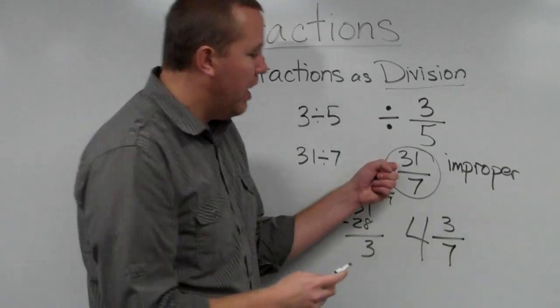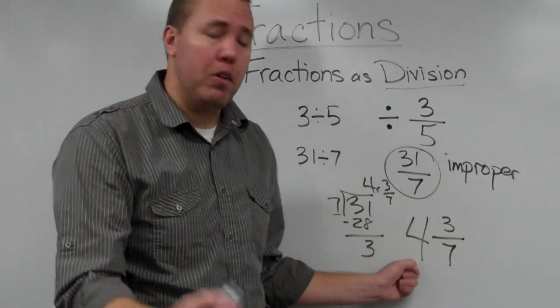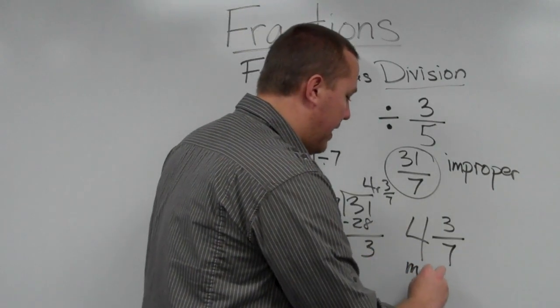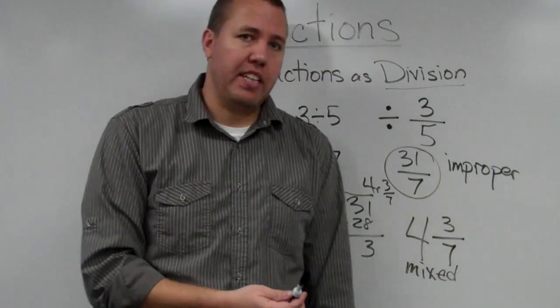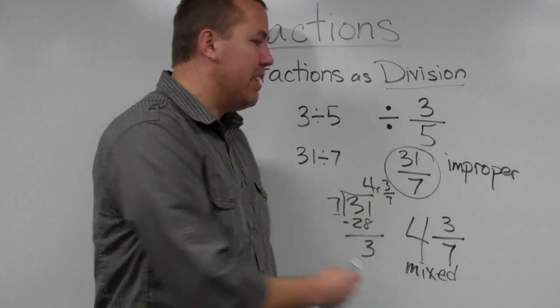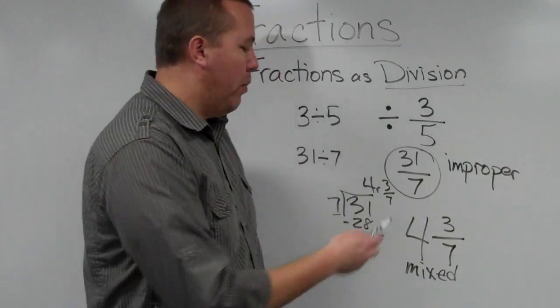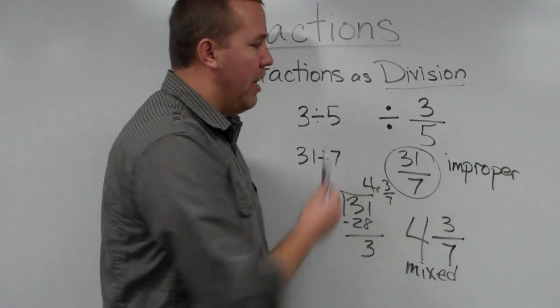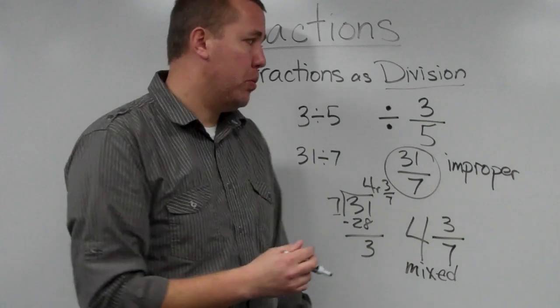So we went from an improper fraction to what is called a mixed number. It's mixed because it has a whole number. It's a mix of a whole number and a fraction. We get our mixed numbers when we divide. So we would much rather have a mixed number than an improper fraction. And in the next lesson I'll show you how to go between those two.